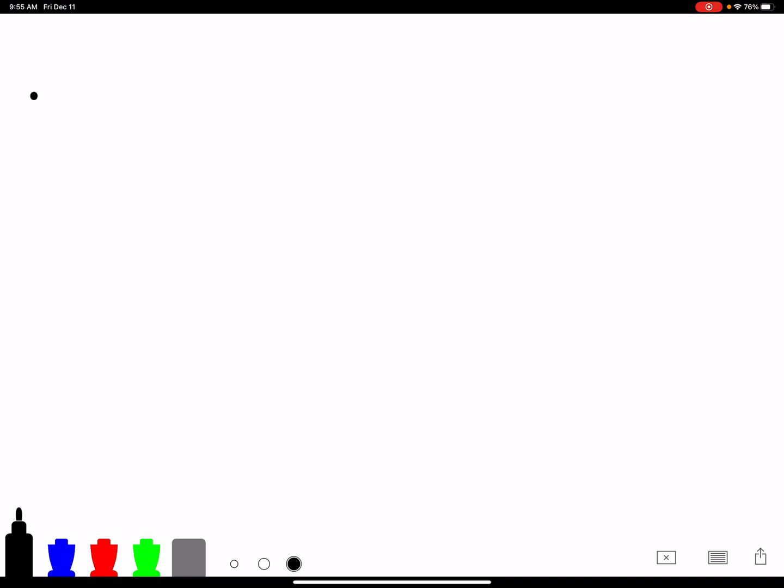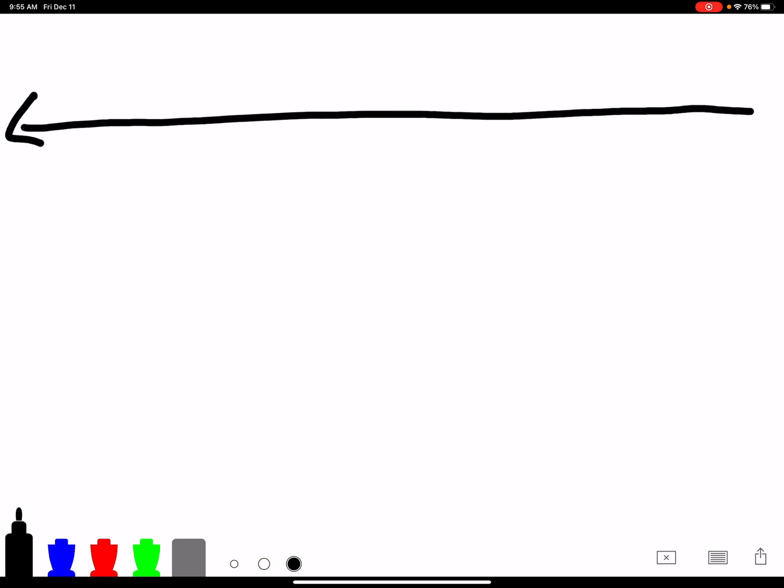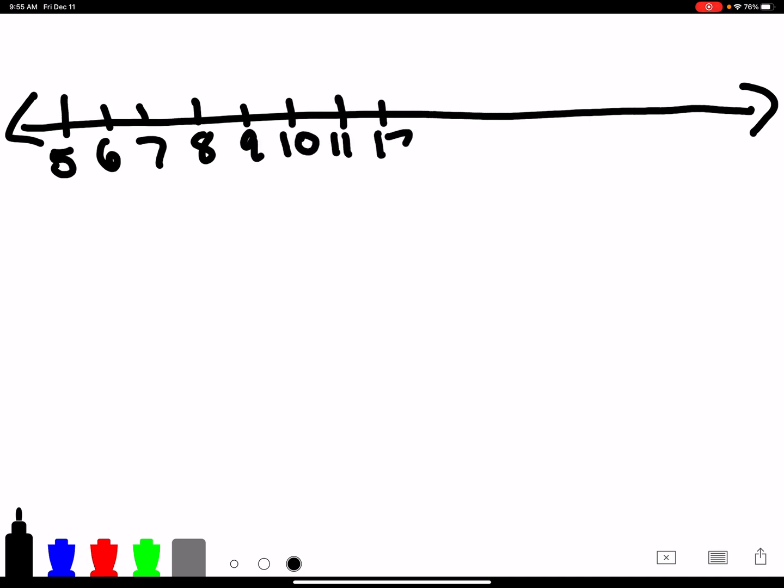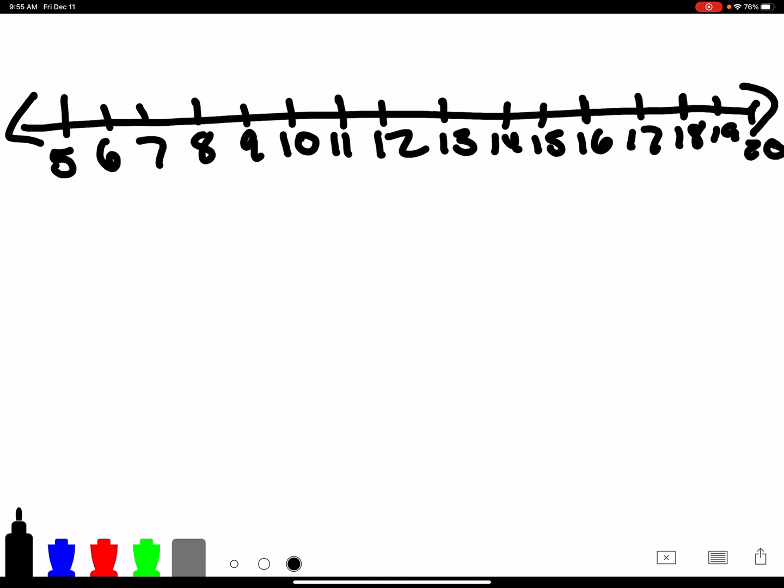Now I'm going to try to make my number line nice and neat. I wish there was a longer way I can do it. I'm going to start from 5, 6, 7, 8, 9, 10, 11, 12, 13, 14, 15, 16, 17, 18, 19, ooh, and 20. I fit it in, woo! Yeah, I write really big, so sorry if you guys cannot see it well.